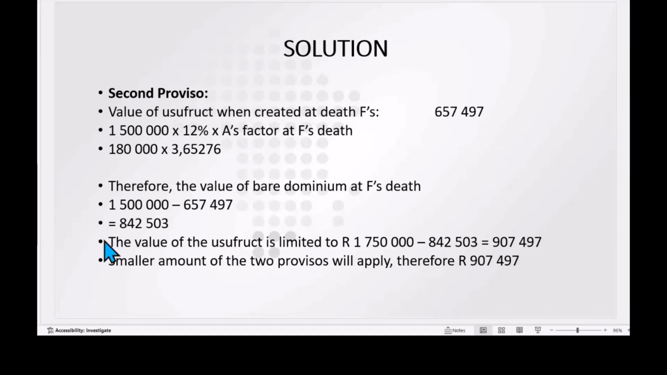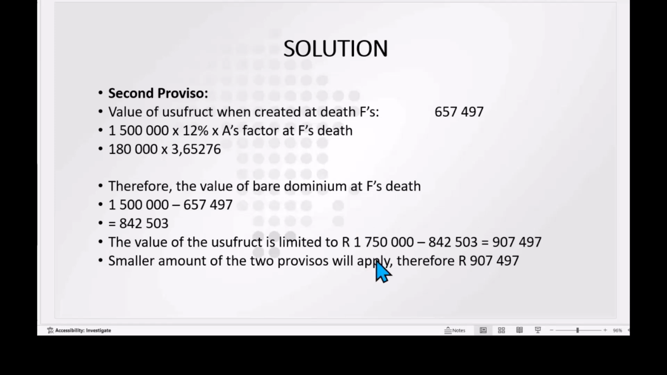657,497 rand. Okay, so they told us that for us to determine the limit of the usufruct that should be in A's estate, we want to make sure that the value of the Bare Dominium at F's death would then be the 1.5 million less that usufruct that we determined, which is the 657,497 rand, and that gives us the Bare Dominium value of 842,503 rand.